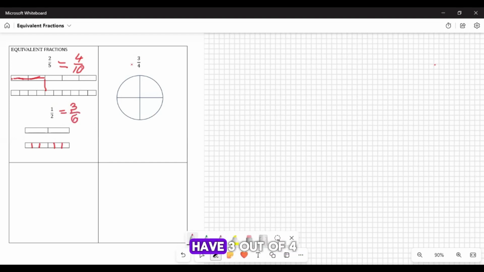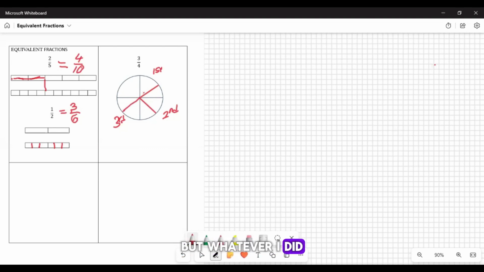Let's say you have 3 out of 4, and so you have an orange that has been divided into 4 equal portions, and we are taking 3 portions out. So that is the first, that is the second, and that is the third. Now I want to give a smaller division. So I divide this one into 2 again. I divide this into 2. I divide this into 2.